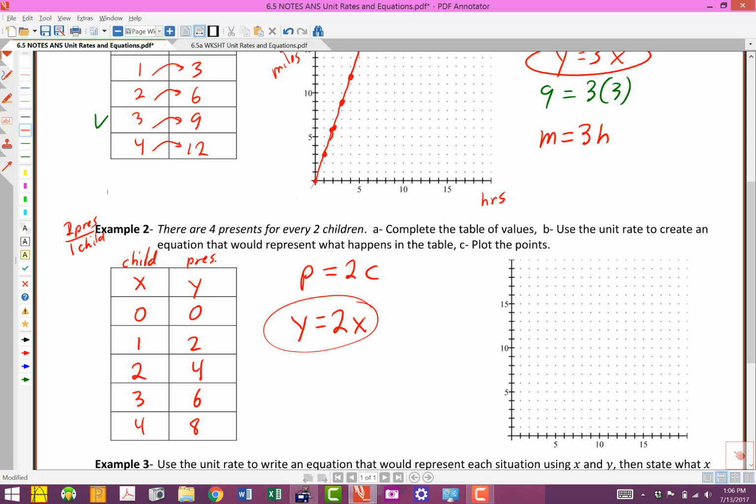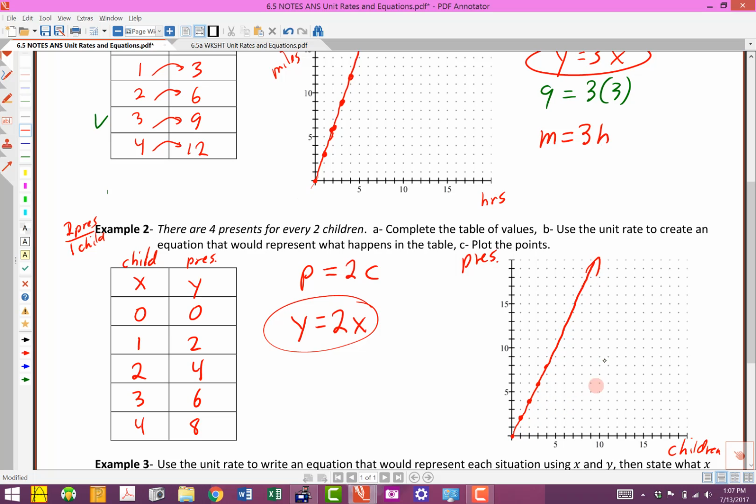So let's go ahead and graph 0, 0. Oh, and let's label this. So this would be children, and then this is going to be presents. And if there are no children, there are no presents. If there's one child, there are two presents. If there are two children, there's four. Three children, there would be six presents. Four children, there would be eight, and so forth. So I'm going to go ahead and draw that line right there.